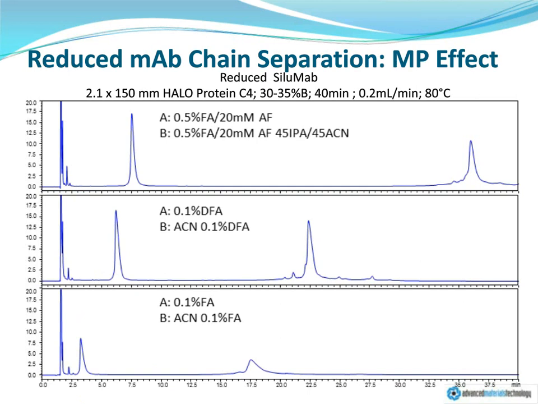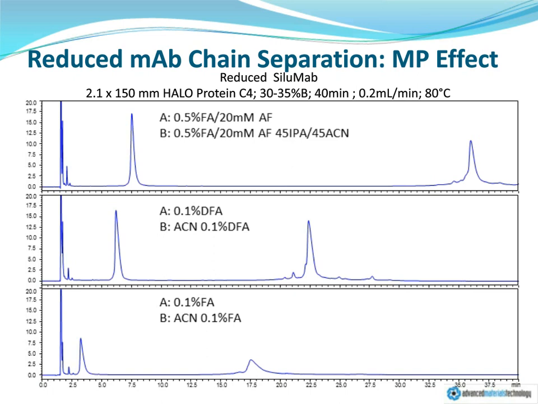So we've looked at that kind of separation in a little bit more detail with respect to whether there are better or worse conditions that we could apply for mobile phases using the superficially porous protein C4 column. In this case, we're looking at reduced Silumab, again that commercially available standard from Sigma Biosciences, and resolved using a formic acid ammonium formate modified mobile phase on the top, so similar to what we've just seen, difluoroacetic acid in the middle, and formic acid on the bottom.